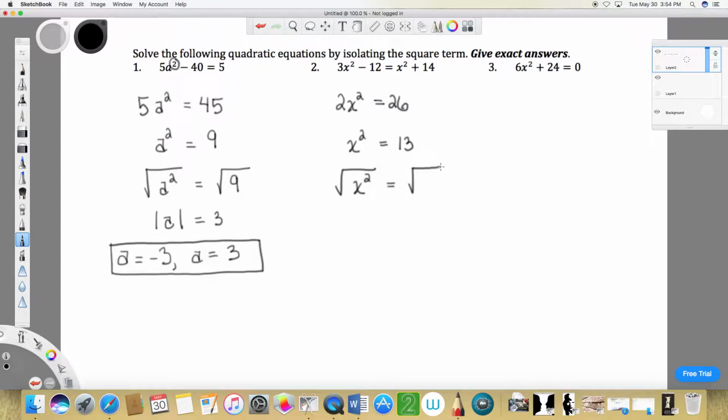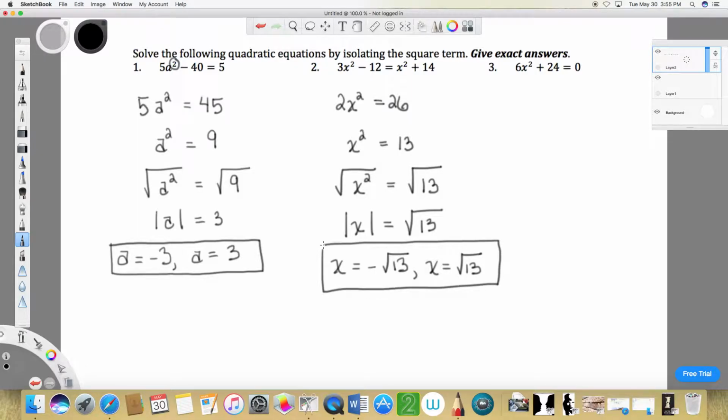And oftentimes students don't show this step of the absolute value of x. They just jump straight to illustrating that x is positive or negative square root of 13 in this case. So you have two solutions if we write them out separately, or you could use the plus minus symbol and write it in shorthand notation.